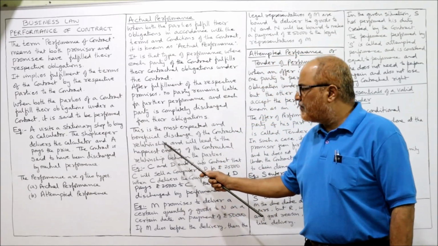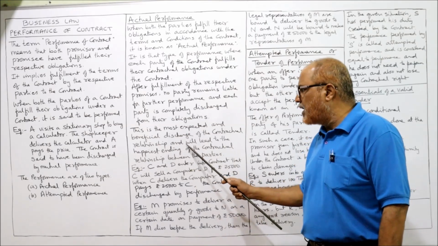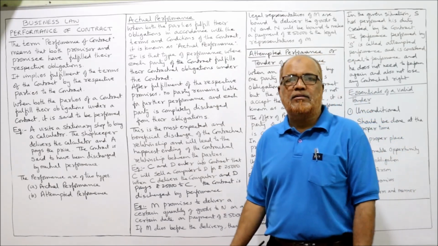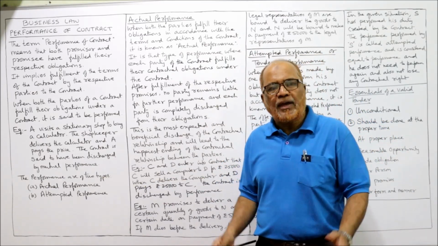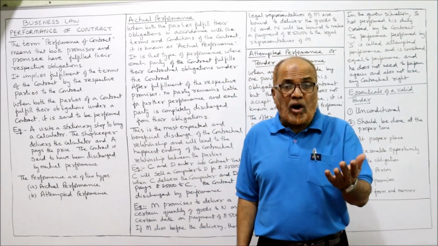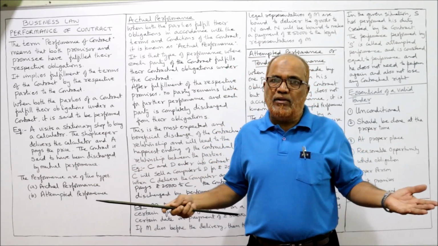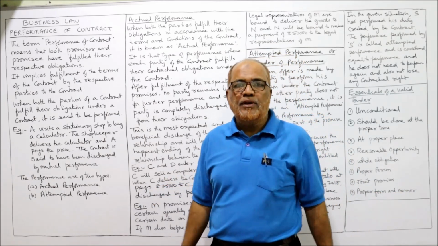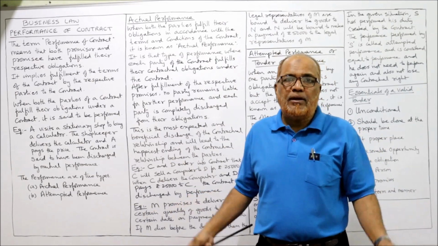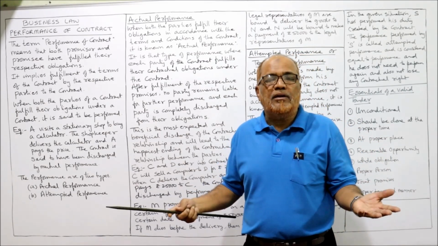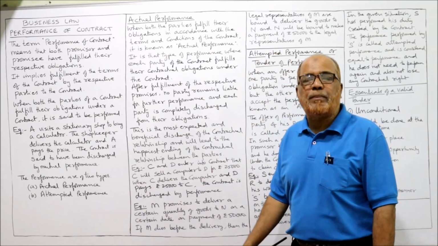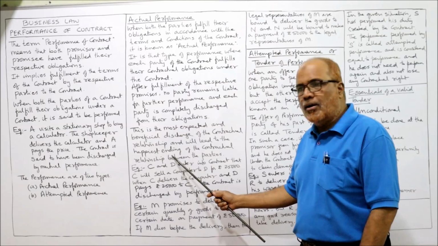So it is the most beneficial discharge of the contractual relationship and will lead to the happiest ending of the contractual relationship between the parties. Both the parties are happy. Here, in our example, A is in need of a calculator. He wants a calculator. If he gets the calculator, he will be happy. Similarly, the shopkeeper wants to sell the calculator. When he sells the calculator, he will be happy. So both parties are happy. The ending will be happy by having this discharge by actual performance.